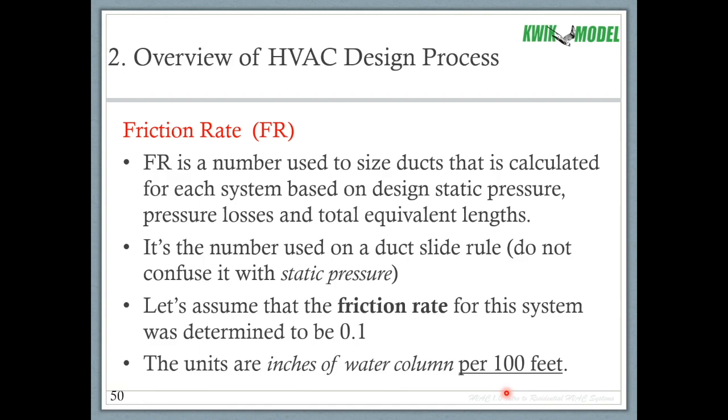The lower the friction rate, the bigger the ducts need to be. The units of friction rate are inches of water column per 100 feet. And basically what that means is that for this duct system, for every 100 feet you travel, whether it's actual length or equivalent lengths of fittings, you're going to drop a certain amount of pressure. And the lower the friction rate, the lower that pressure drop has to be as you go along. And in order to accommodate that, you're going to have bigger ducts.